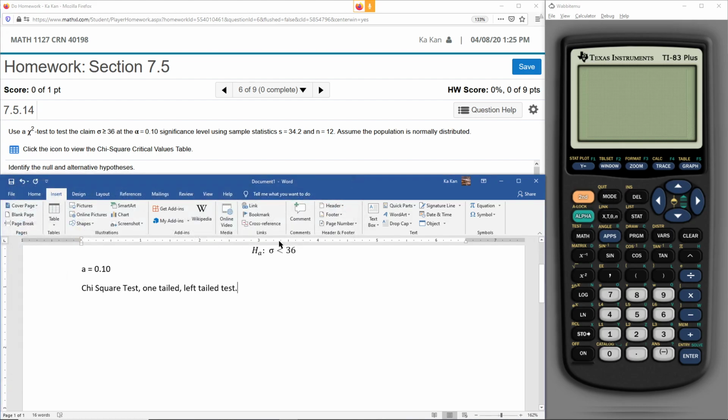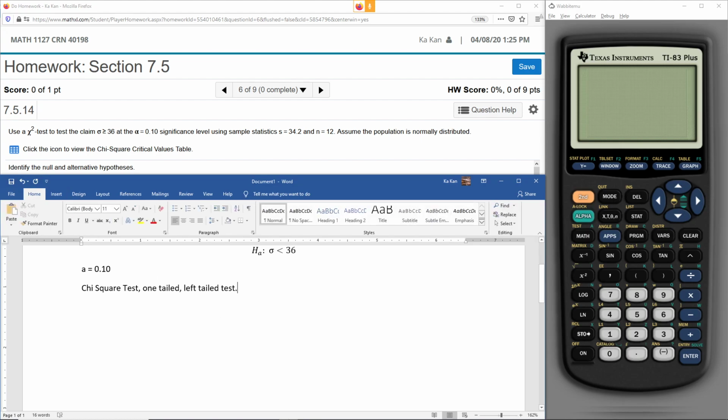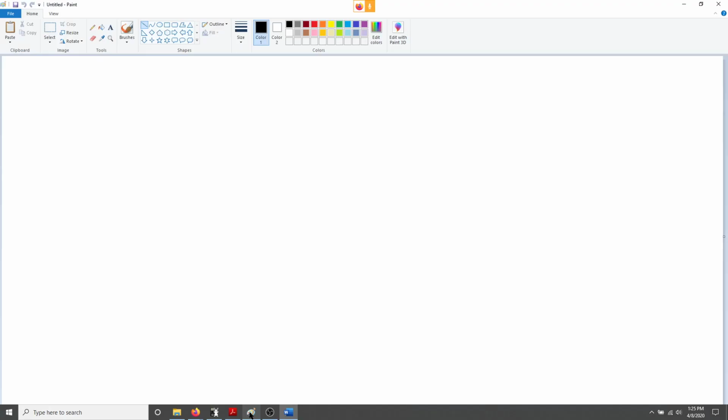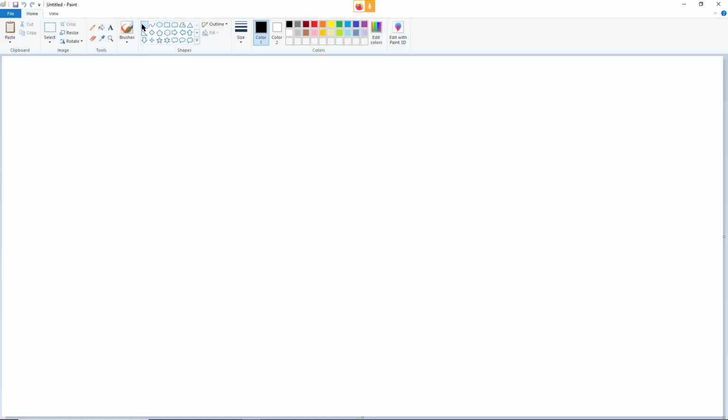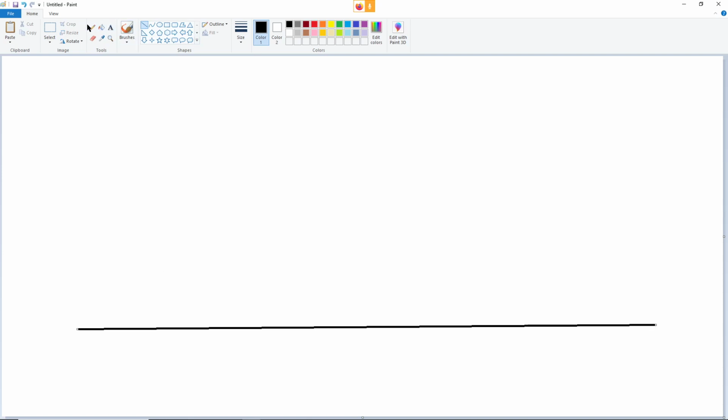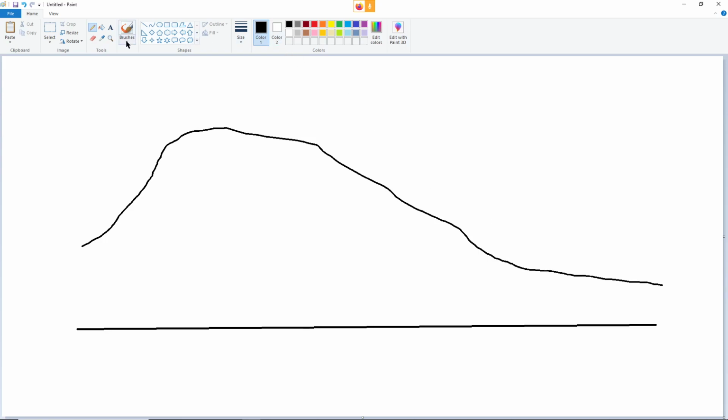No, I guess not. So yeah, I'm not very good at drawing these guys. So I'm just drawing in the paint. So basically, here's what's gonna happen. We are gonna have this guy, and let me draw this. It's gonna be like this, right? And we are gonna have a left tail test. So left tail means we're gonna have this right there. It's a left tail test.